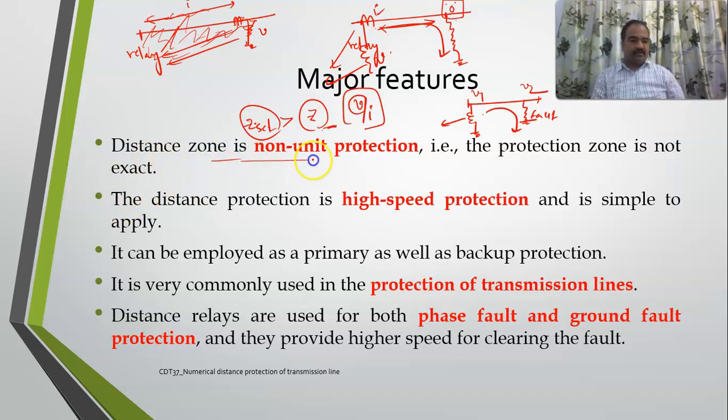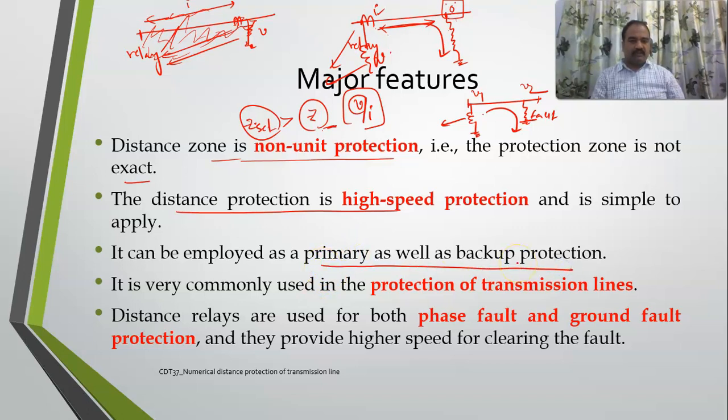Distance protection is a non-unit protection, which means that the protection zone is not exact. The distance protection is a very high-speed protection and is very simple to apply. You are not doing anything else: you are measuring the voltage and current, taking the ratio of that, and employing it here. Normally, it is used as a primary protection, and sometimes it is used as a backup protection also.